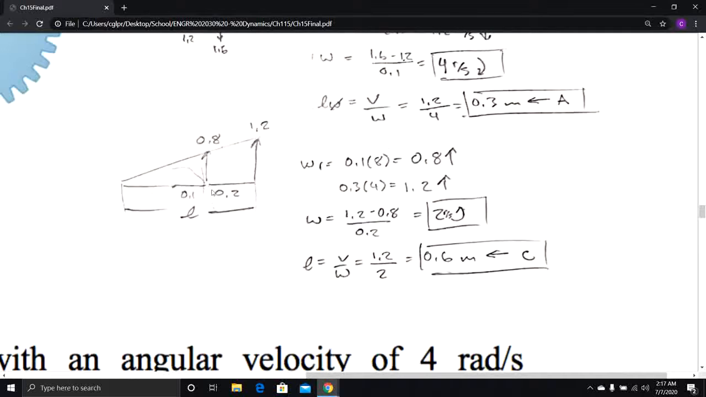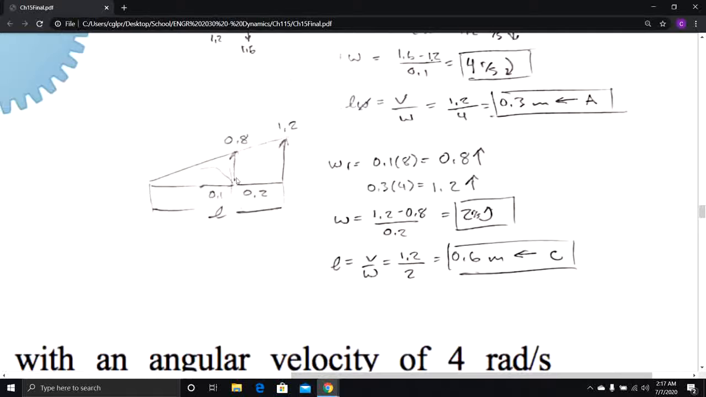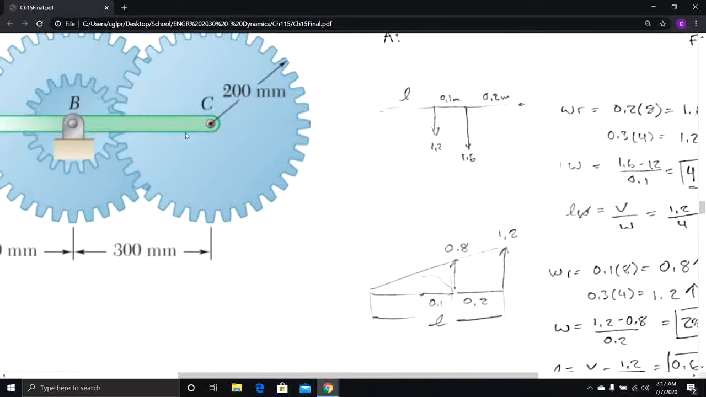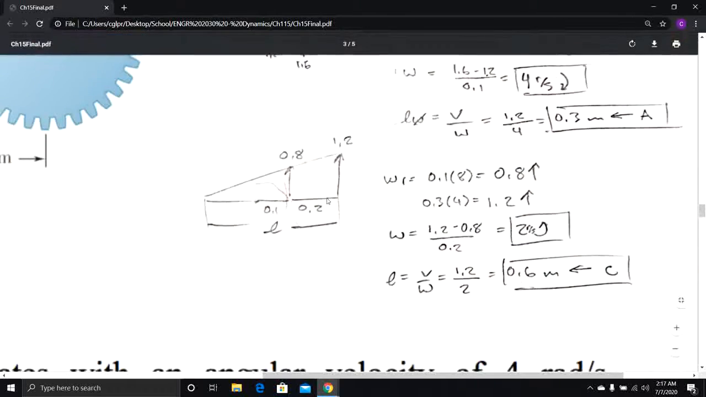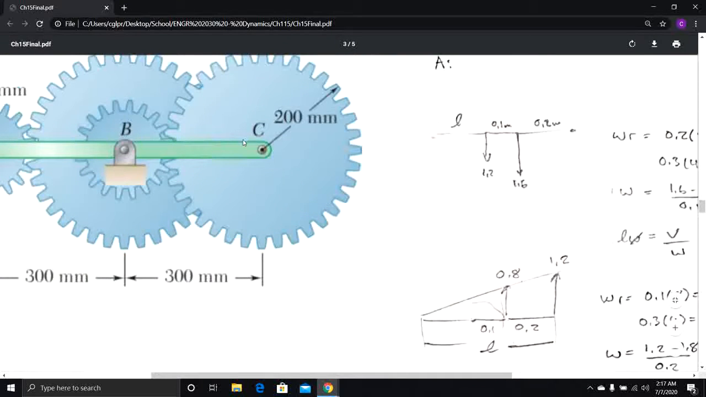The L is going to be determined based off of the velocity you pick, and so if I picked 0.8, then it would have been left of where they contact. But since I picked 1.2, L is going to be 0.6 meters left of point C.